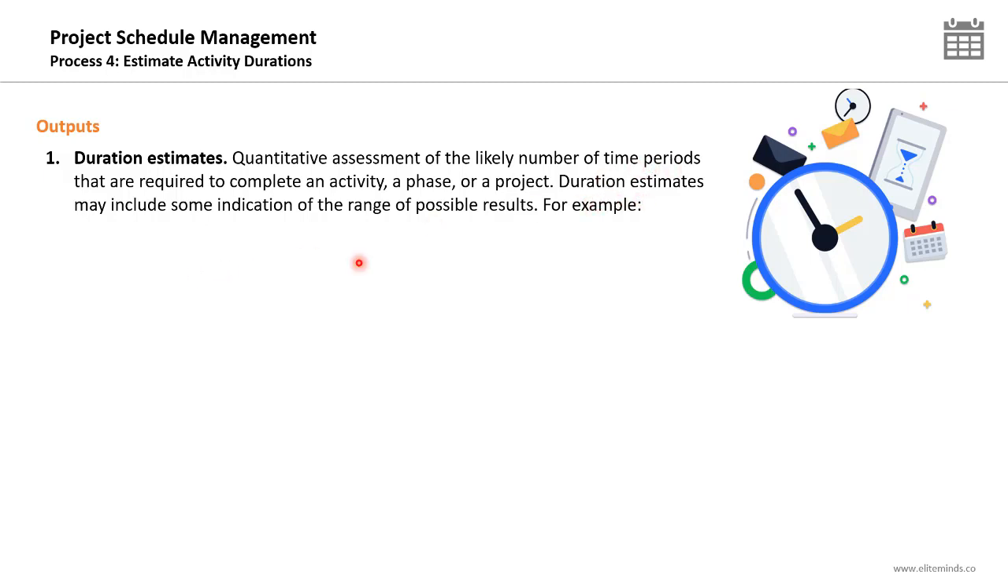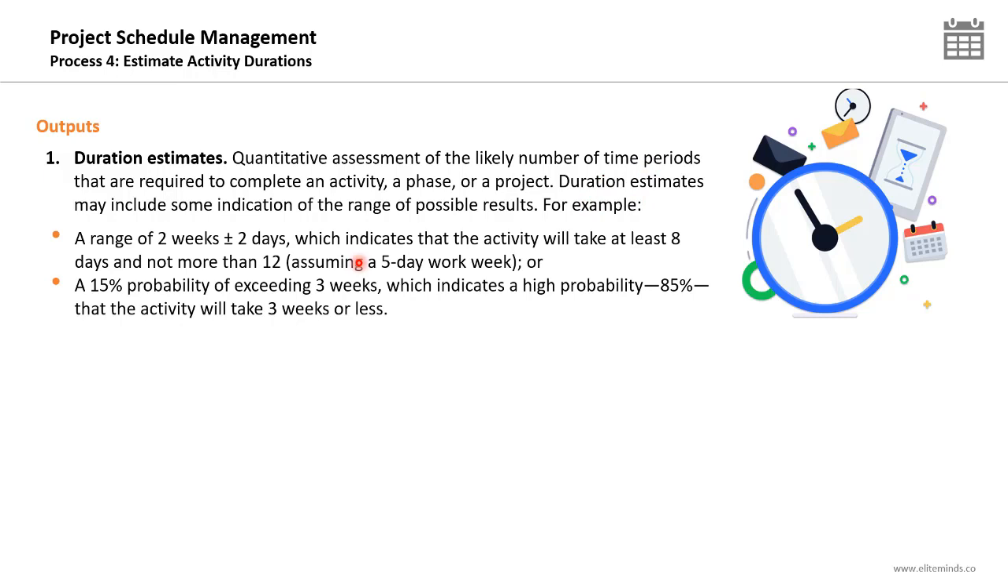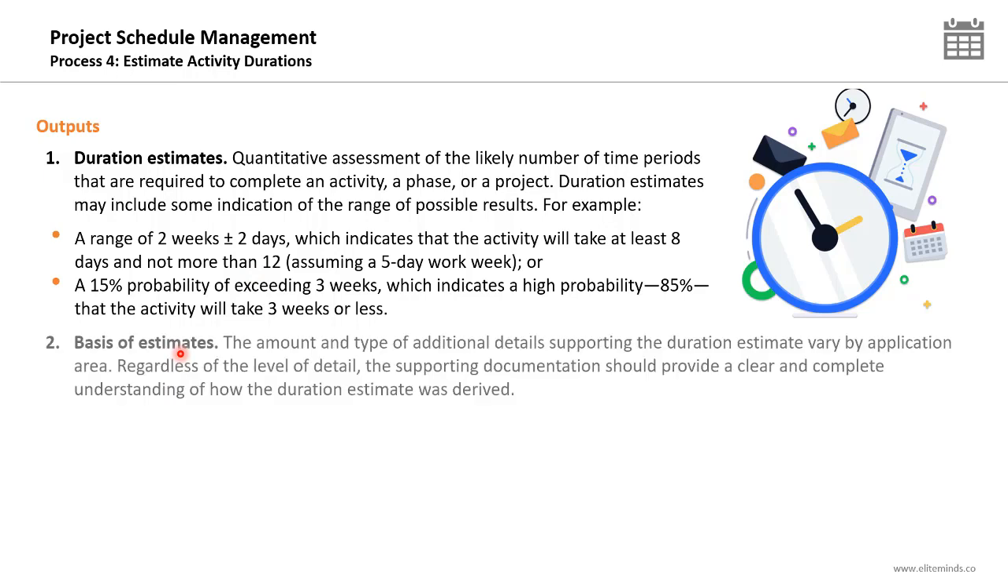Duration estimates may include some indication of the range of possible results. For example, a range of 2 weeks plus or minus 2 days indicates that the activity will take at least 8 days and not more than 12 days, assuming a 5-day work week. Or a 15% probability of exceeding 3 weeks indicates a high probability, 85%, that the activity will take 3 weeks or less. Estimates can be provided in such formats.